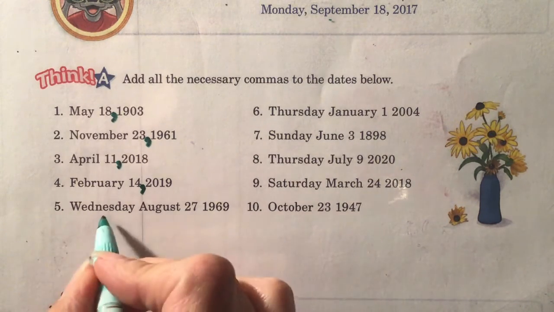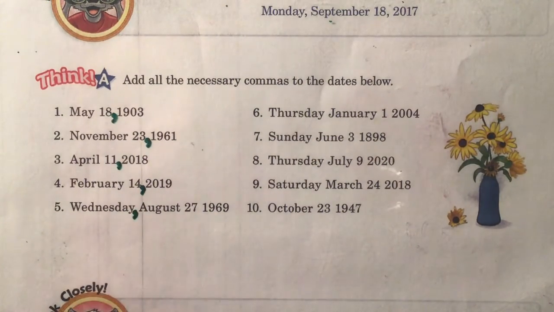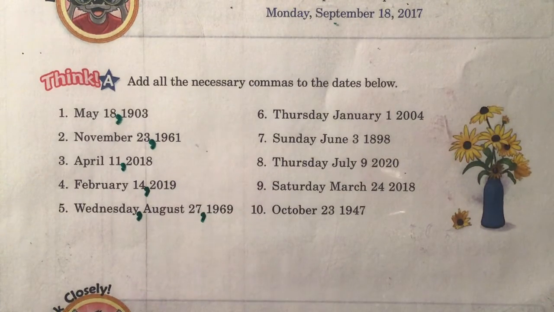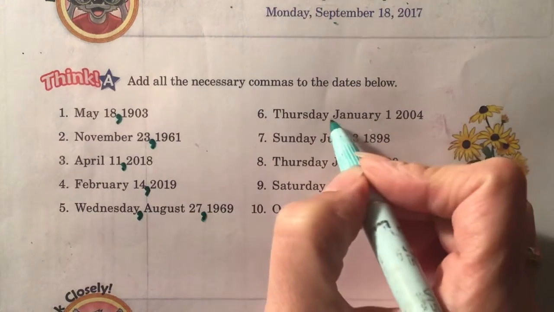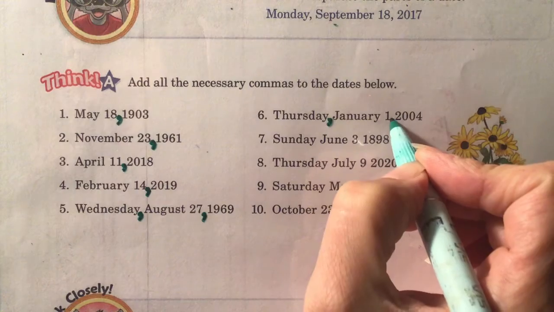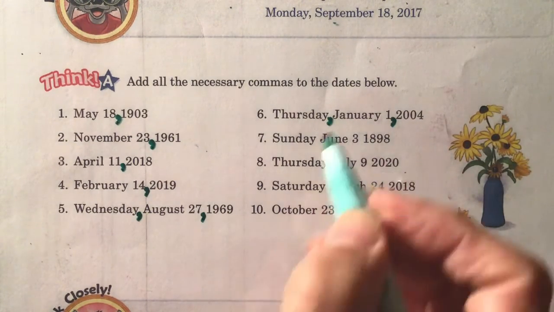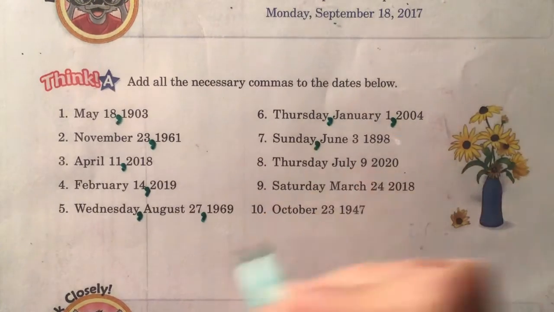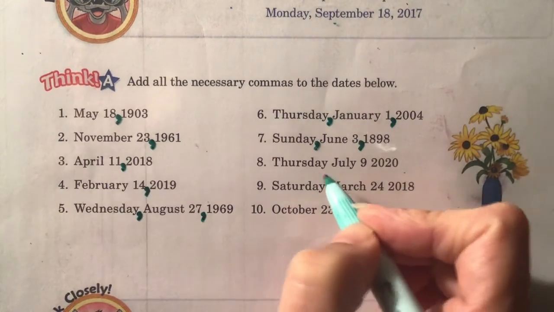Number 5, they added a day of the week, so we have to separate the day of the week from the month and the number of the day from the year. Number 6 is just like number 5, just different words. Separate Thursday and January, and after the 1 and the year 2004. Number 7 is the same. A comma after Sunday and a comma after the 3.